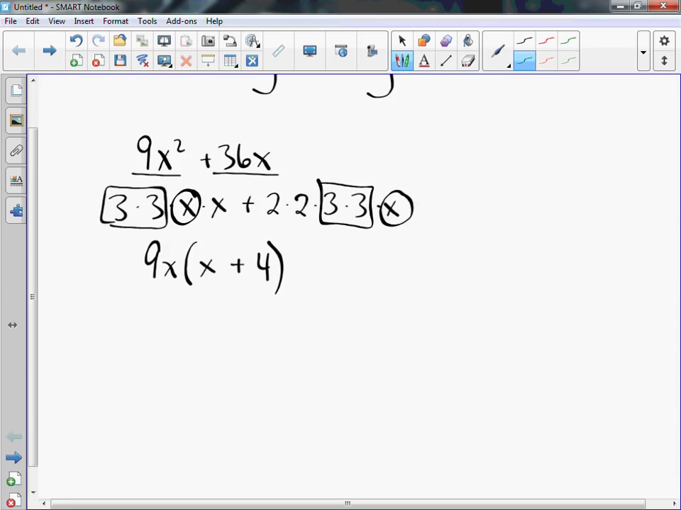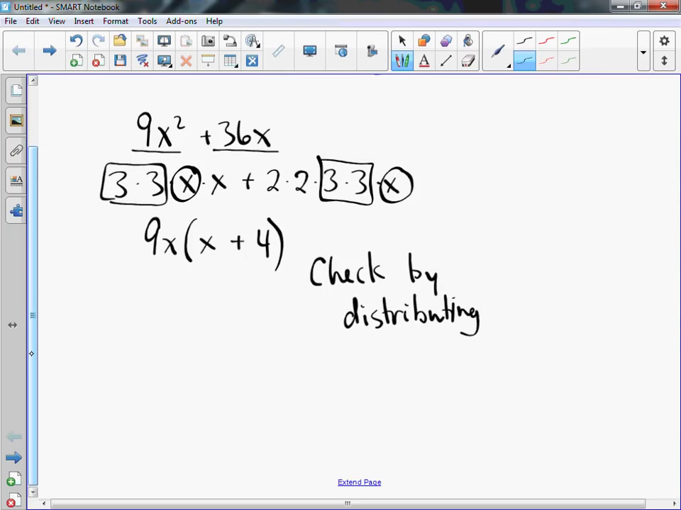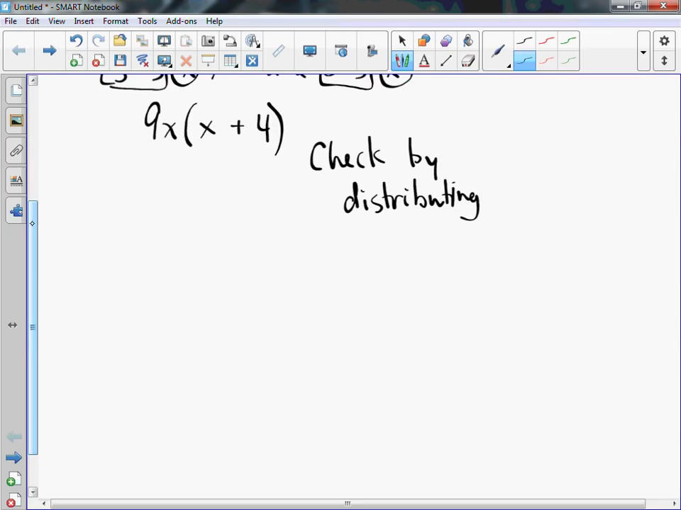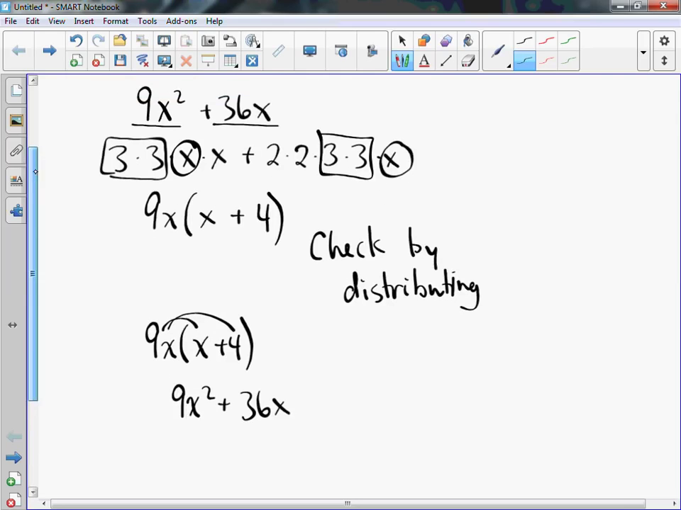Okay, and then we can check this. Let's check by distributing. So we've got 9x times x plus 4. We distribute. 9x times x is 9x squared. 9x times 4, 9 times 4 is 36x. And that is exactly where we started.